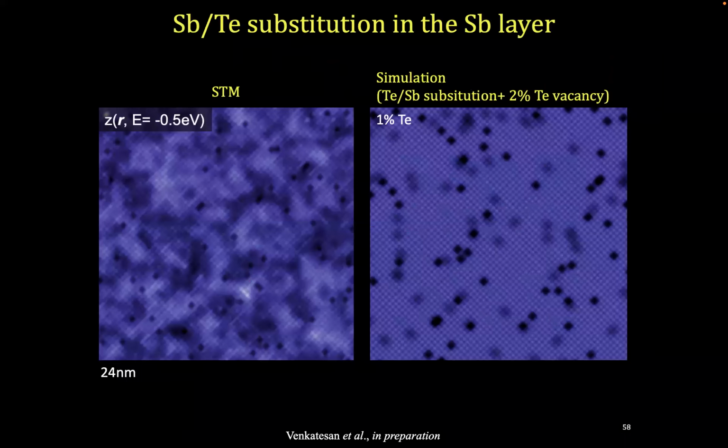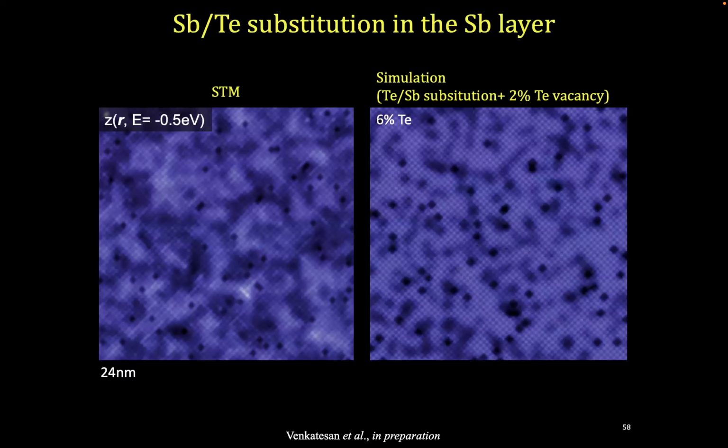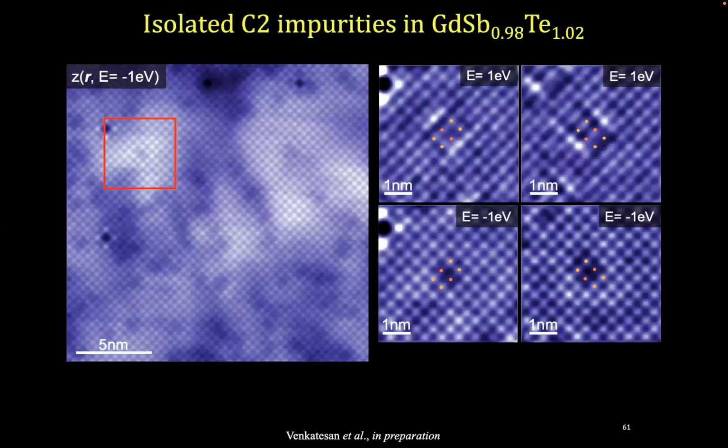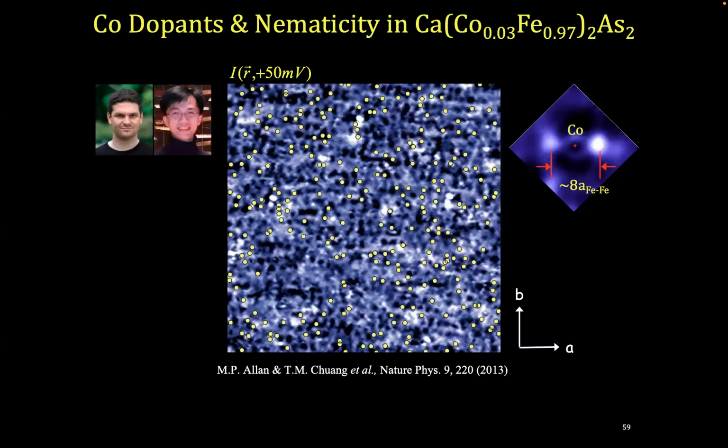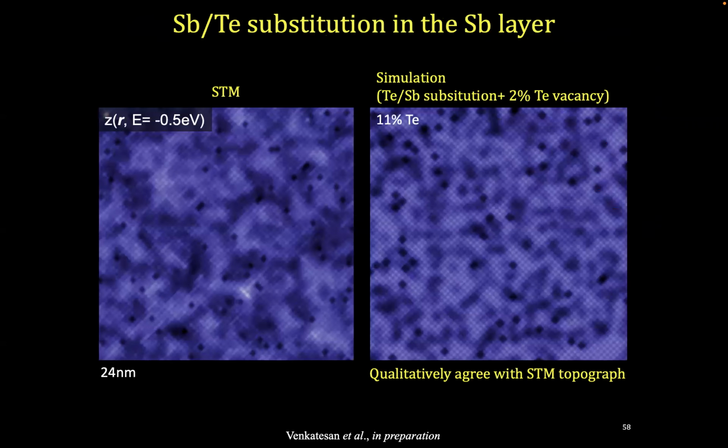So the question is, if we dope 10%, what will happen? The left-hand side is our data. The right-hand side is just a sort of simulation. If we put in more and more, okay, sorry. So then you get something very similar, okay.